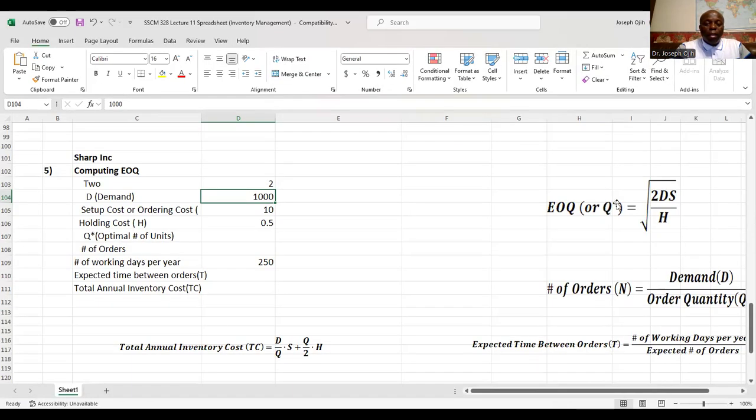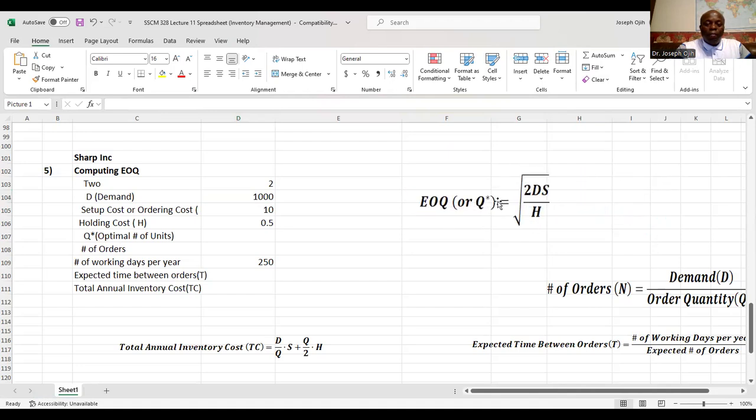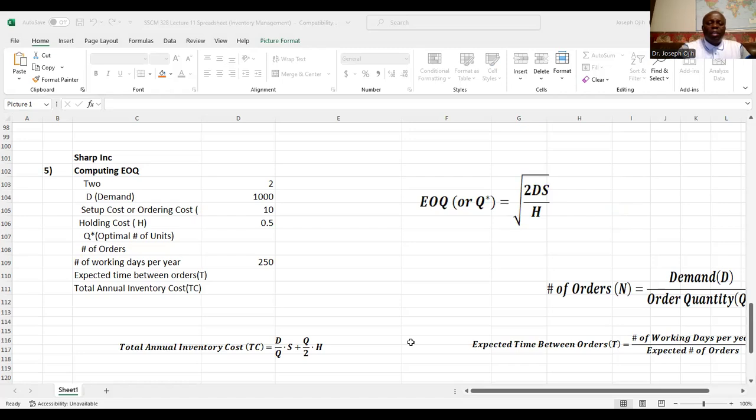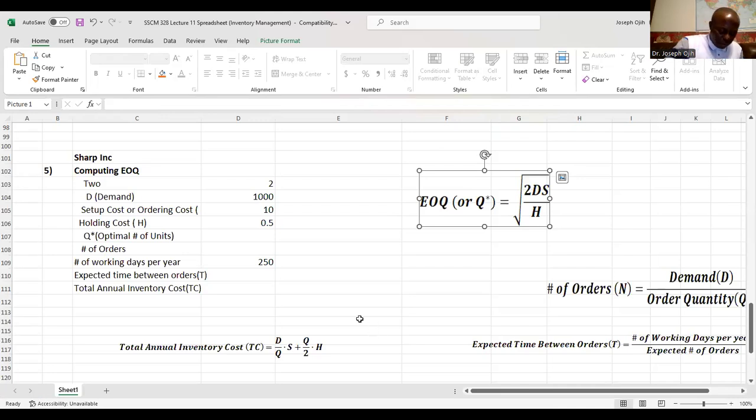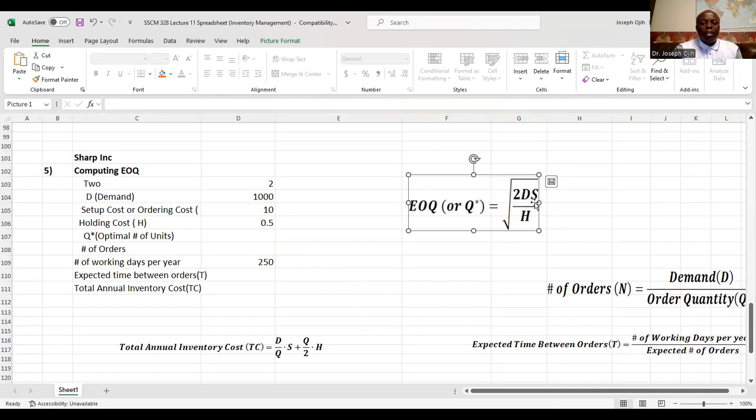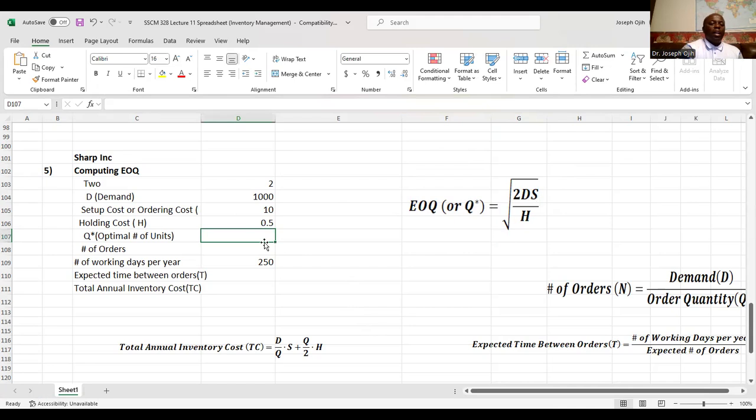Okay. Now, you can see the formula right here for the economic order quantity. At the same time, I also did some of the calculations here in the PowerPoint too. See? So I put all those things in. So let's go back to Excel and finish up the calculations, okay? So part A says the optimal quantity. So we have EOQ right here. The formula is right here: square root of 2 times DS over H. So I have the 2 right here. 2 is part of the formula, so I put the 2 right there.